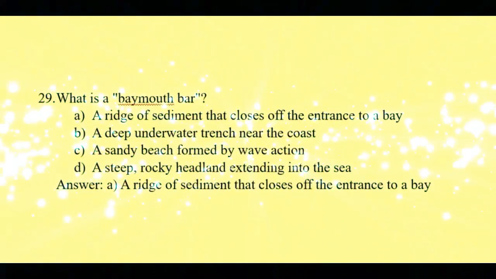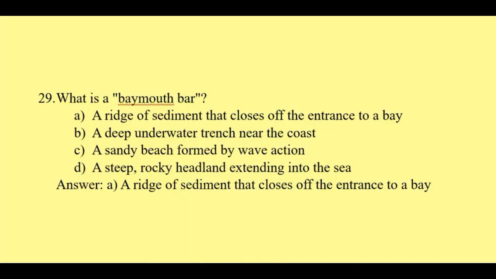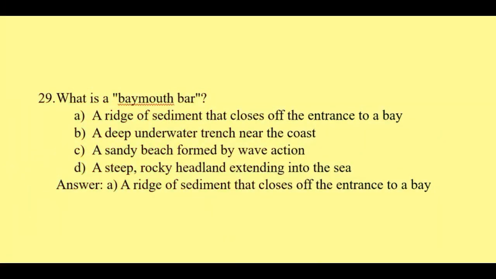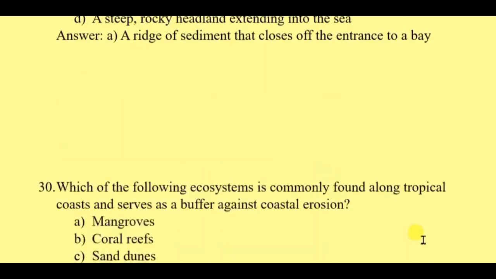Question 29. What is a baymouth bar? A ridge of sediment that closes off the entrance to a bay, a deep underwater trench near the coast, a sandy beach formed by wave action, a steep rocky headland extending into the sea. The correct answer will be a ridge of sediment that closes off the entrance to a bay.